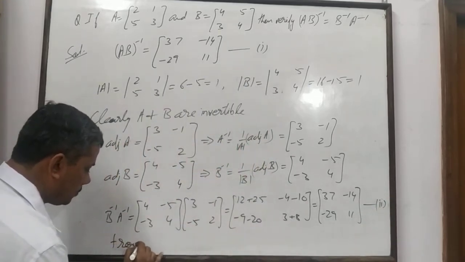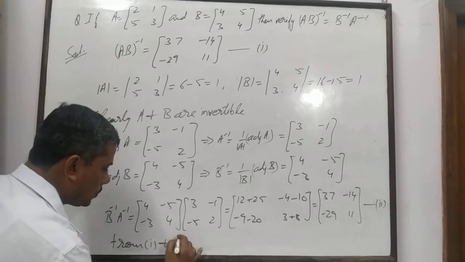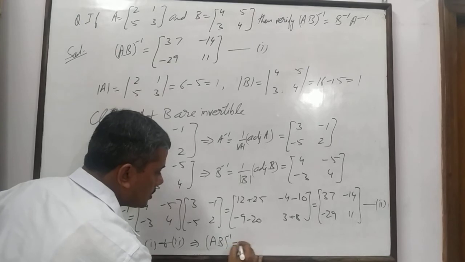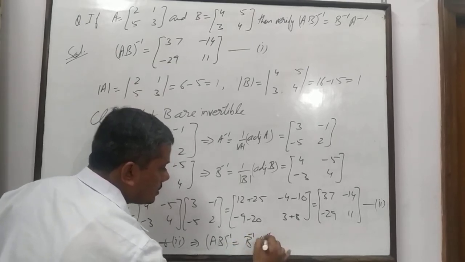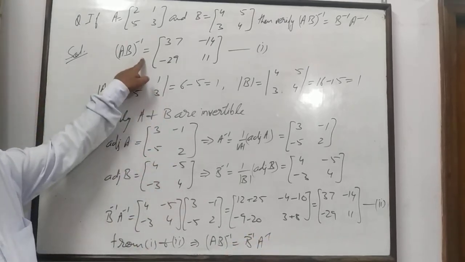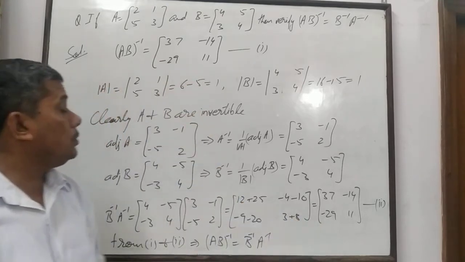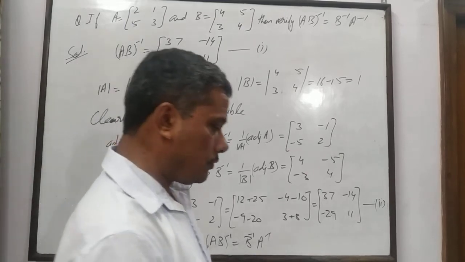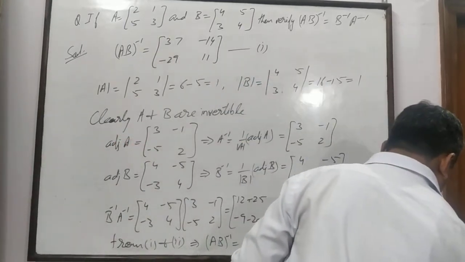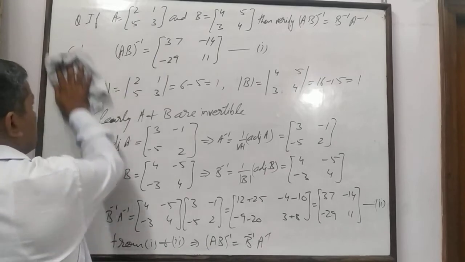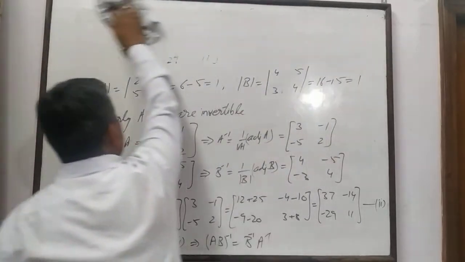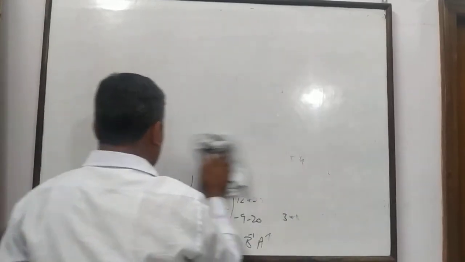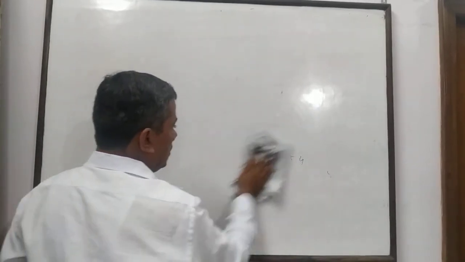From 1 and 2, what you will get is (AB) inverse is equal to B inverse A inverse. You can verify (AB) inverse is equal to B inverse A inverse. So that is the second kind of question you can encounter. And the third kind of question that comes across is to find the inverse by using a matrix equation.